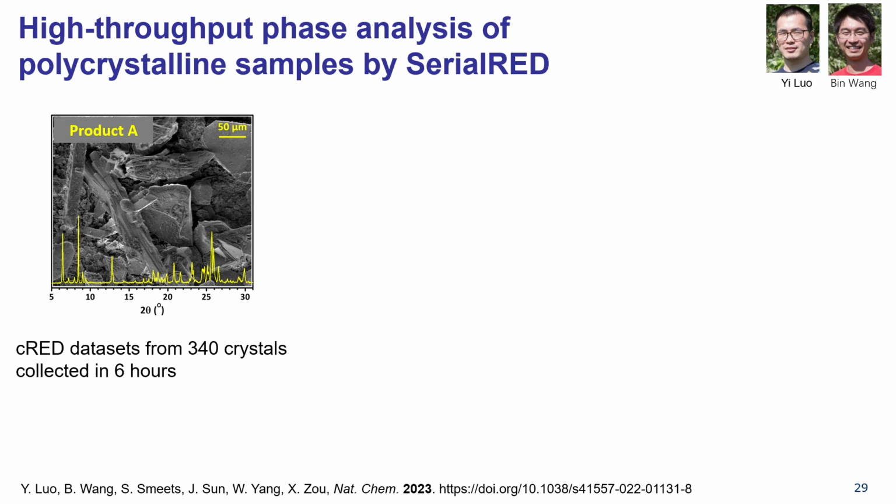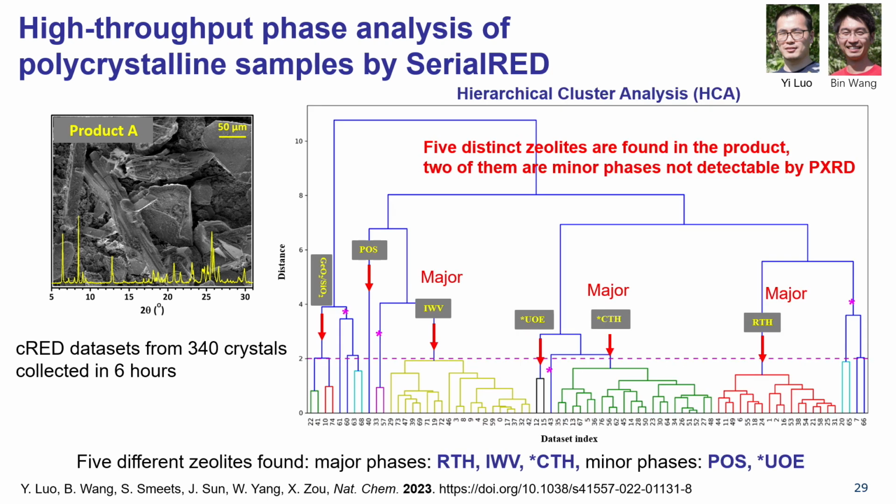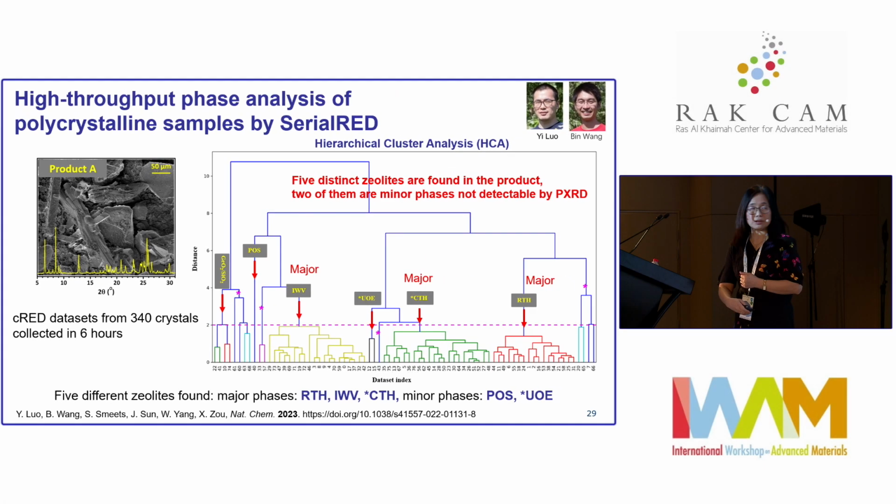And then after that, we processed the data and analyzed it based on hierarchical clustering analysis. And that is what you see here. You find there are many different phases based on the unit cell parameters. So 3 major phases and actually 2 minor phases. This one was found only 1 time. And they are all zeolite structures.